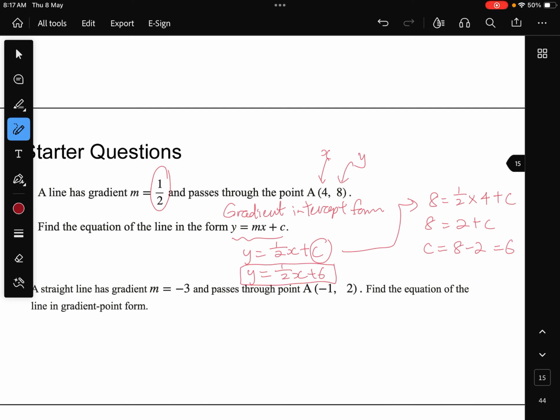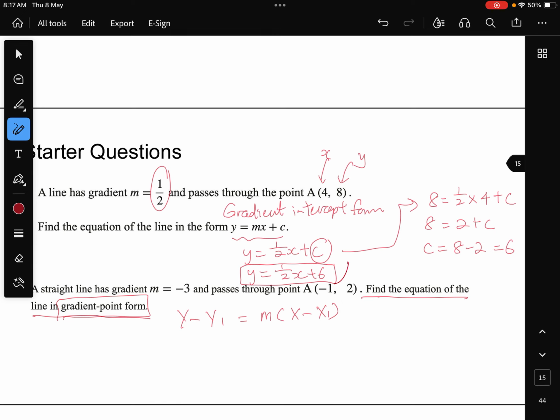Okay, and the next one, now this one is interesting. It says find the equation in the gradient point form, or the point gradient form, like I just mentioned earlier. So I'll show you how this works. The formula we have here is y minus y1 equal to m bracket x minus x1. Since the question wants it in the gradient point form, all we need to do is just substitute these numbers into this formula.